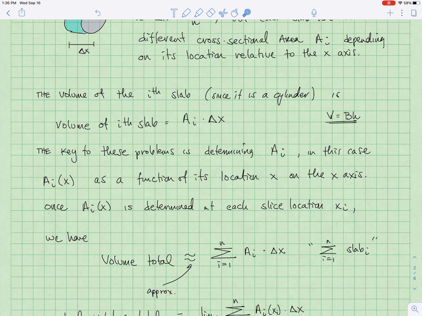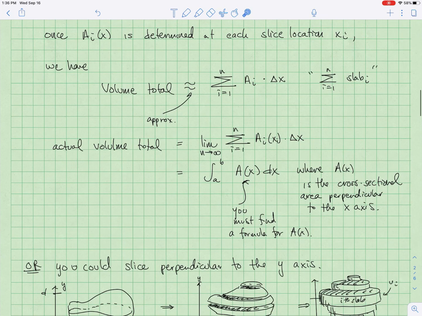Going through the rest of this is some pretty straightforward calculus from Calc 1. The total volume is approximately, not equal to, the sum of all those slabs. The actual volume is the limit as n approaches infinity of all those slabs. Those thick slabs get thinner and thinner, and eventually you get the total volume of this solid as n approaches infinity.